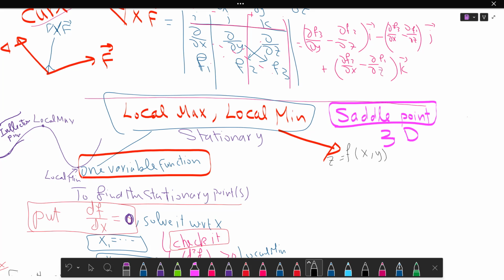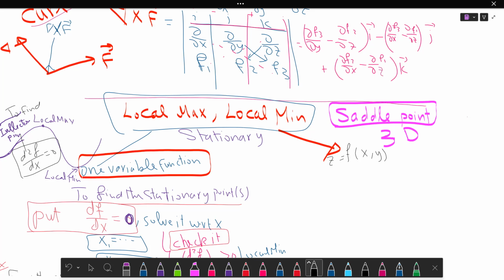Inflection point is here. How to find the inflection point? The inflection point is when you put d square f by dx square equal to 0. This is to find the inflection point, right? You just put the second derivative equal to 0 and find x, and that's it. No need to check.